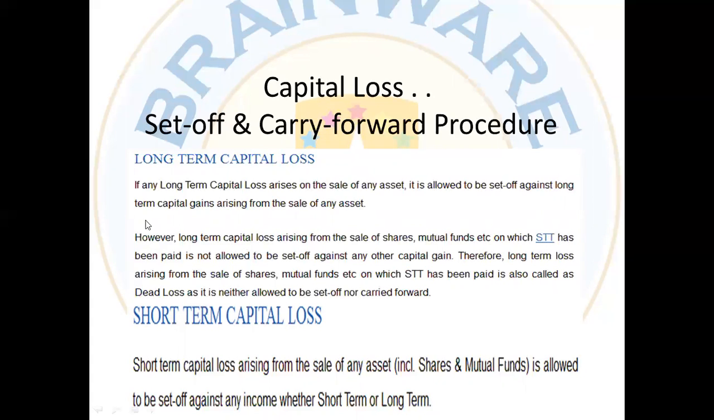Now look at the screen. If any long-term capital loss arises from the sale of any asset, it is allowed to be set off against long-term capital gains arising from the sale of assets. So it is very easy: long-term capital loss can be set off only against long-term capital gain. But what will happen if there is a short-term capital loss? A short-term capital loss arising from the sale of assets, such as shares and mutual funds, is allowed to be set off against any income, short term or long term. So it is very clear: long-term loss only against long-term gain. But a short-term loss can be adjusted against the long-term capital gain or the short-term capital gain.